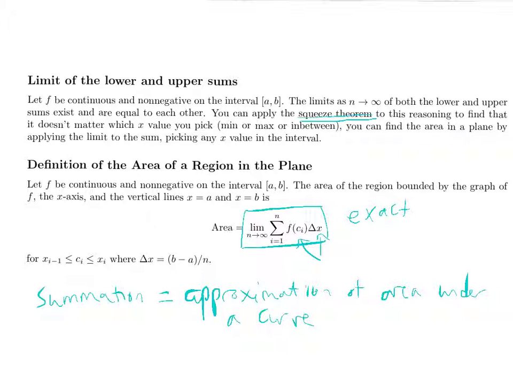This is saying we're going from a to b, so whatever our endpoints are, a and b. And by definition, we're saying that our delta x is equal to b minus a over n, which has a special name. We'll talk about that more in a second here. So by definition, the area of a region in a plane is given by this expression.